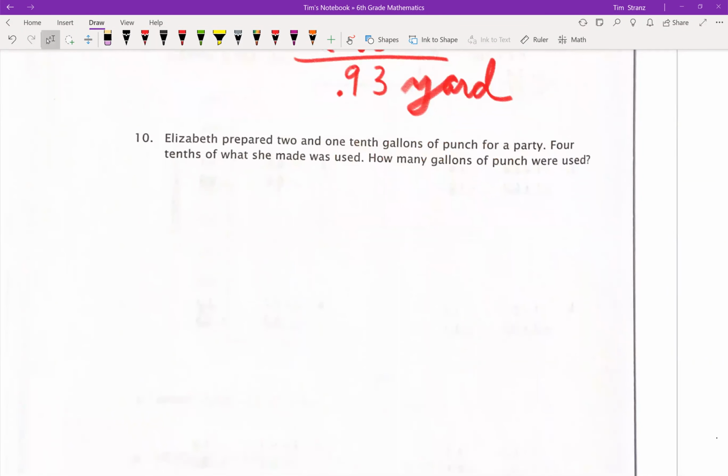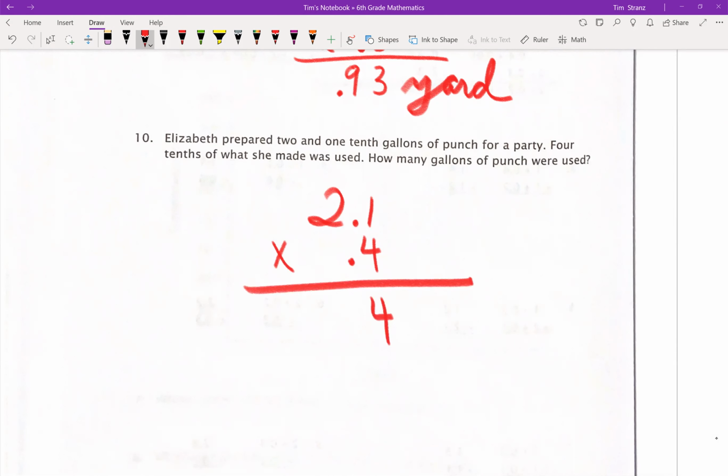Okay, number 10, Elizabeth prepared 2 1/10 gallons of punch for a party. 4/10 of what she made was used. So times 4/10. How many gallons were used? 4 times 1 is 4. 4 times 2 is 8. 2 decimal places. So 84 hundredths of a gallon were used.